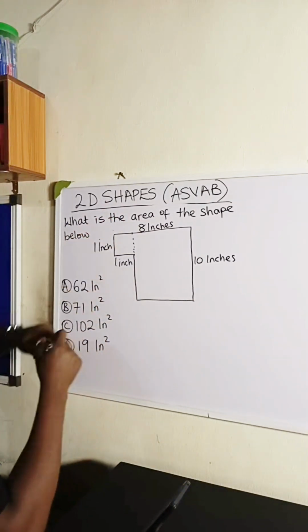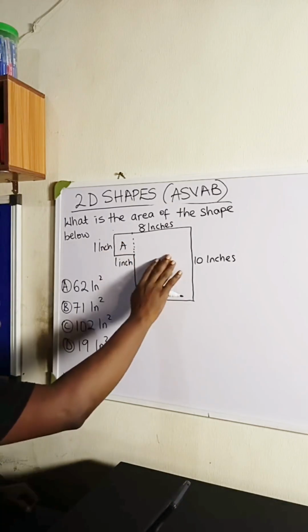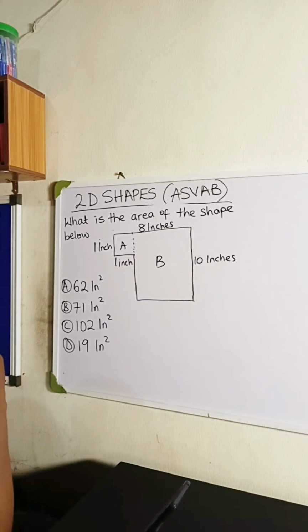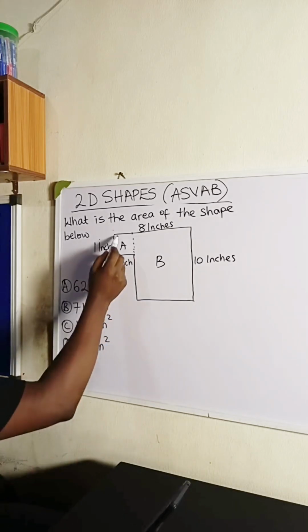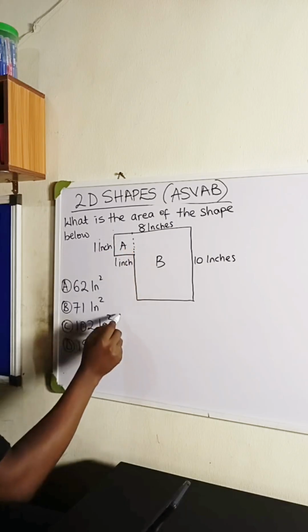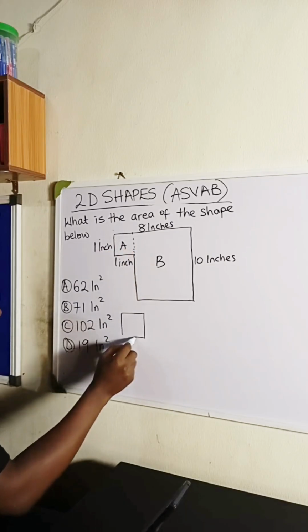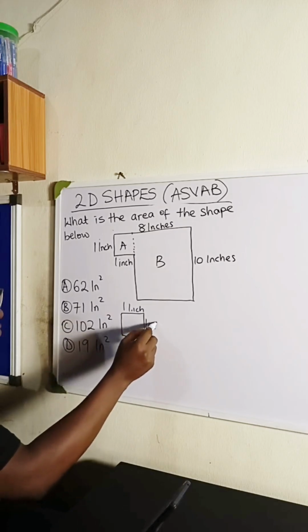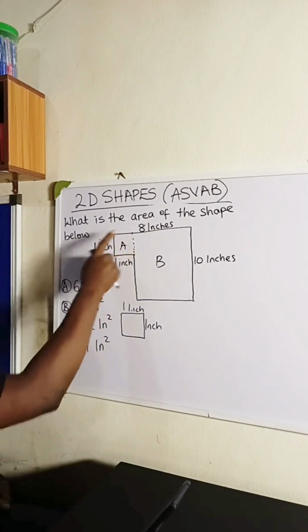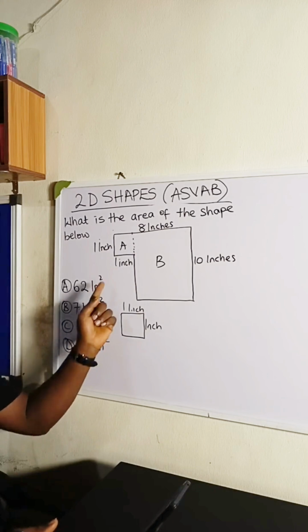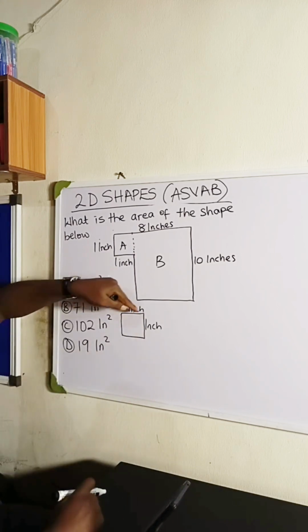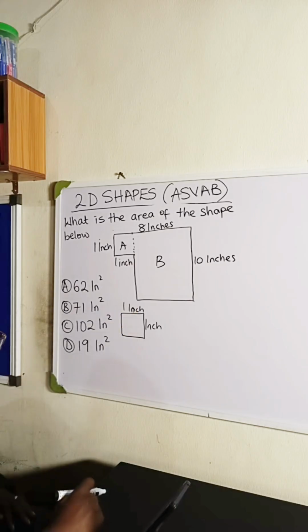You find the area of this side, let's call this shape A. You find the area of this side, we call it shape B, and then we add them together. Let's see what that will be. If you look at this shape A here, let's draw it. This is 1 inch by 1 inch. So that's what this shape looks like. It's a square. Both sides are 1 inch.